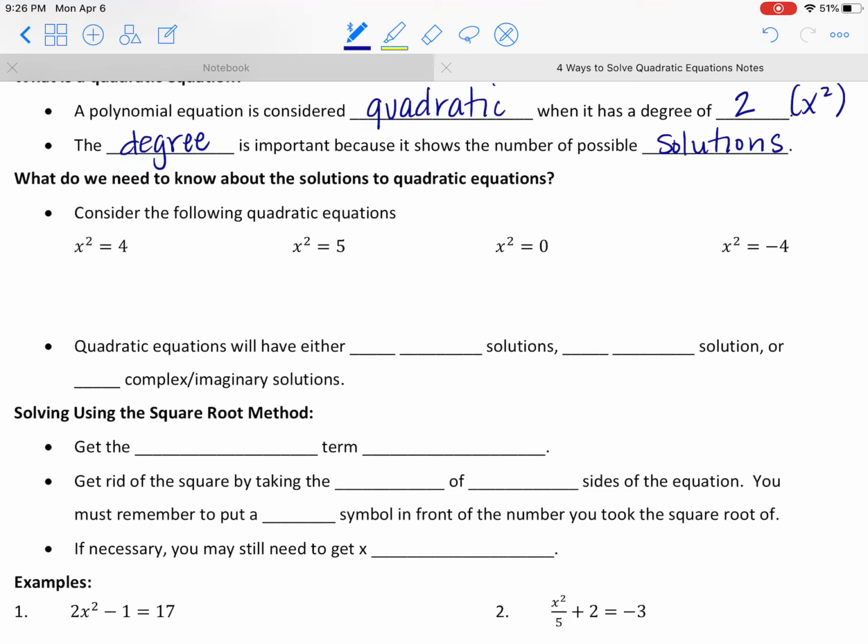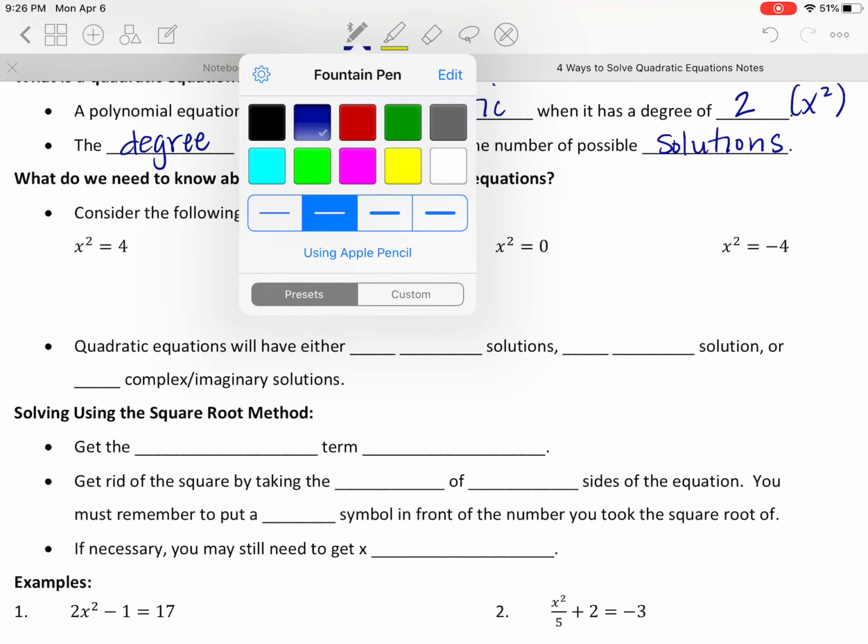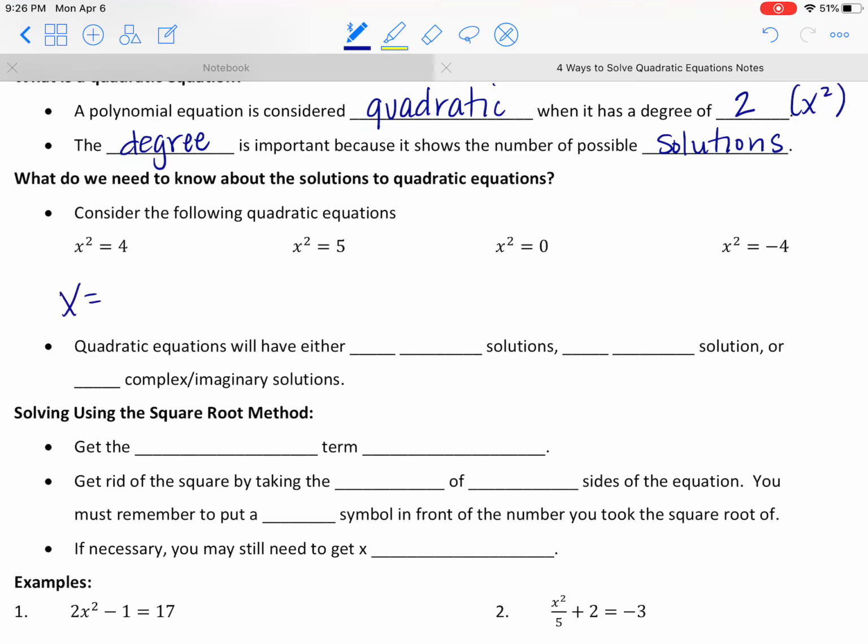Now, since our focus is on quadratics, I want to talk for a minute about what those 2 solutions could look like. So, for example, with these 4 equations, I would argue that for the first one, x squared equals 4, I shouldn't have to teach you anything. You should be able to tell me the solutions here. 2 solutions, right? This is asking, what number can we square to get 4? Well, 2 is a possibility, right? 2 squared is 4, but also negative 2 squared is 4. Both positive and negative 2 squared make 4. So we could say plus or minus 2.